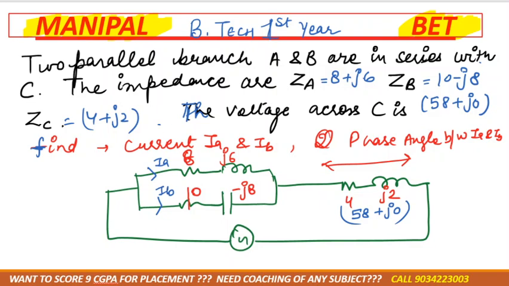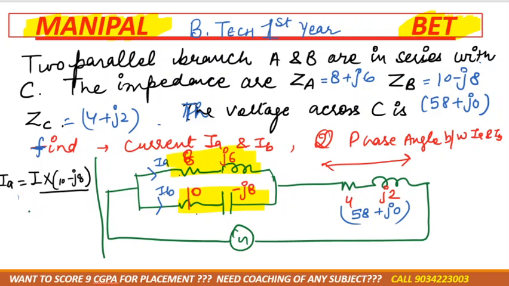Tell me, this is from your midterm. In IA, IB, according to current division, IA equals the total current multiplied by the opposite impedance, divided by the sum of the impedances which are connected in parallel. So the opposite impedance, that is 8 plus 6 plus 10 minus j8, right?